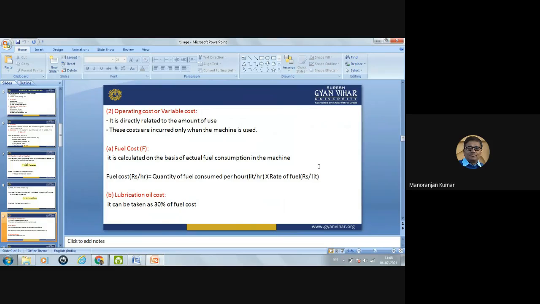Now under the operating cost or variable cost, the first parameter is fuel cost. This is calculated on the basis of actual fuel consumption in the machine. You can calculate the fuel cost by using this equation: quantity of fuel consumed per hour into rate of fuel. So it will give the fuel cost in rupees per hour.